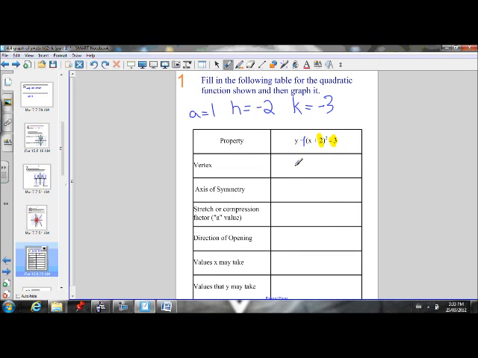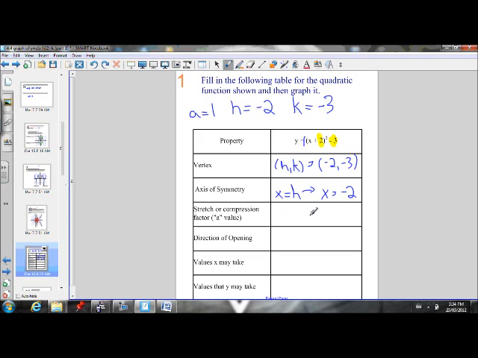Our vertex is simply (h, k), which in this instance is (negative 2, negative 3). Our axis of symmetry is x equals h, which in this case is x equals negative 2, because we figured out our h value is negative 2. That's the vertical line that'll go through the vertex.